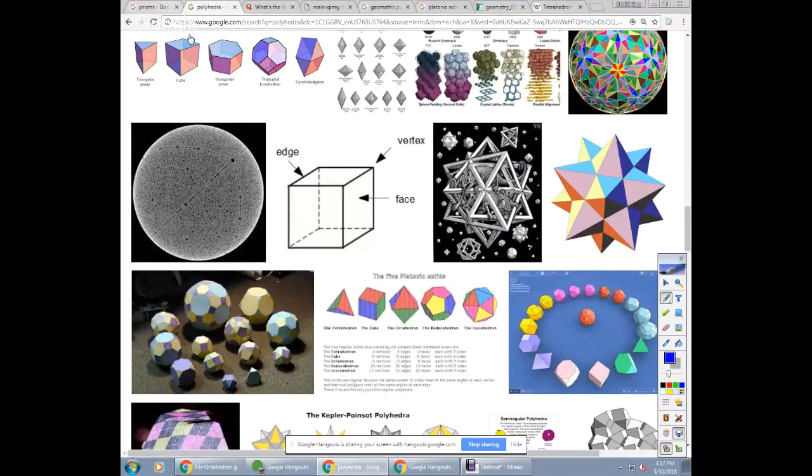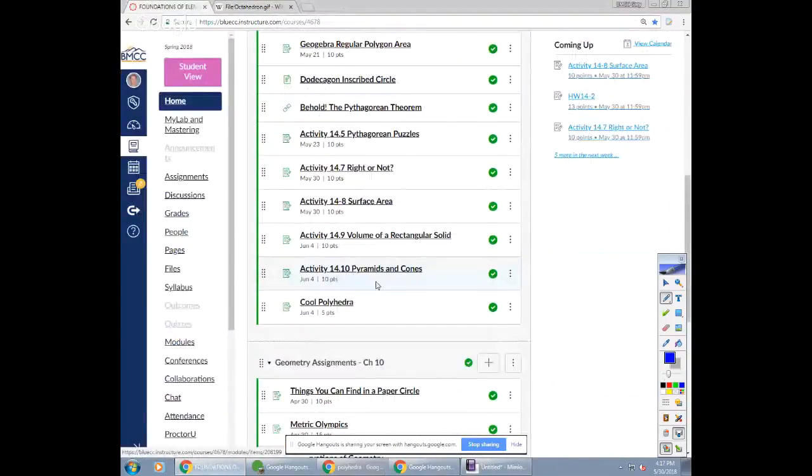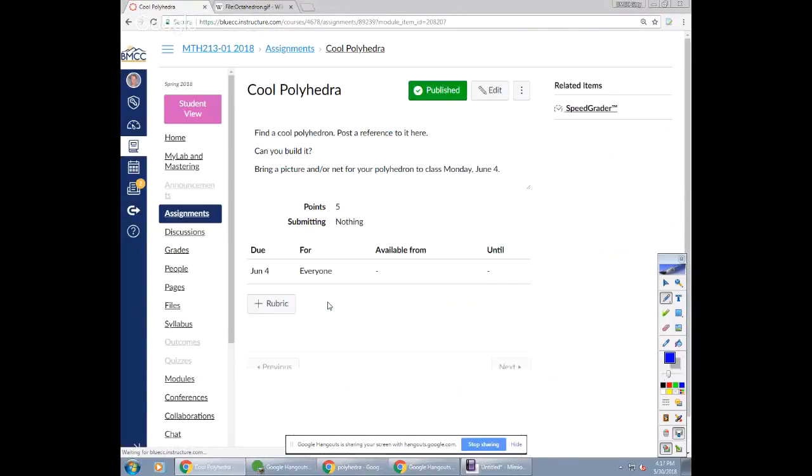So the specific assignment in Canvas, I want to make sure we get this right, is to find a cool polyhedron. You get to define what cool means. And you just need to show up with some representation of it. Maybe it's a 3-dimensional version of it. Maybe it's a picture of it. There are some other ways we can represent polyhedron that we're going to see in a few minutes. And then bring it with you to class. And one question I have for you is, can you build it? Or can we build it? So we're going to build some stuff on Monday.